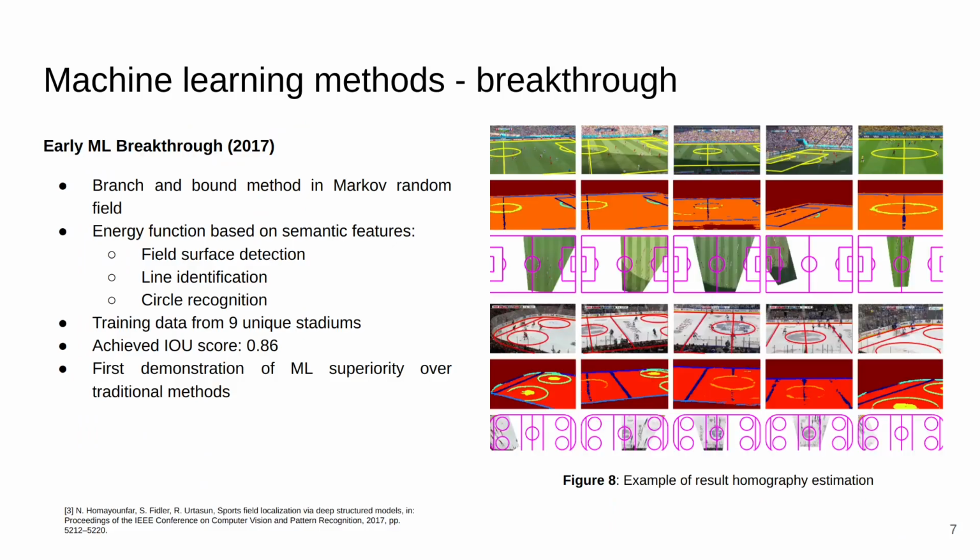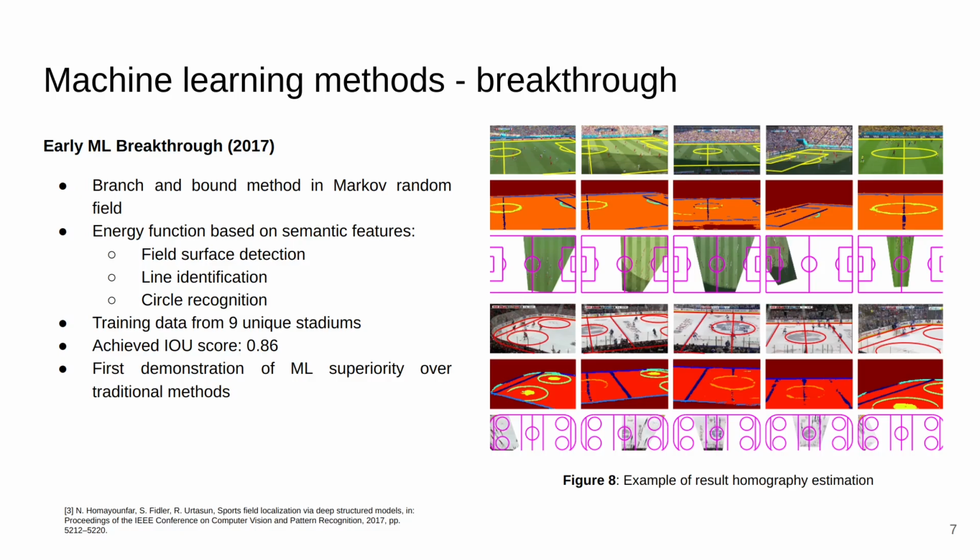Machine learning breakthrough. The major breakthrough in camera calibration came in 2017 with machine learning. Unlike traditional methods that relied on detecting line intersections or tracking points, this approach used a Markov random field framework to understand the football field holistically. It recognizes three elements: the field surface, lines, and circles, and could function even with partial visibility.